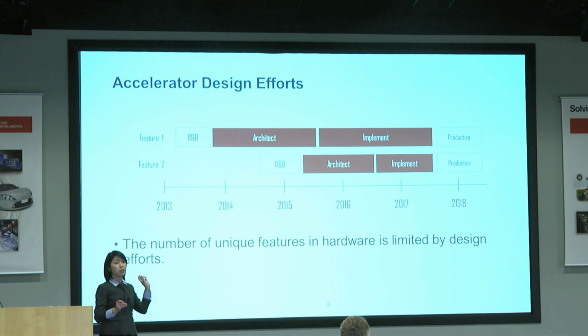Over this cycle, two components take the most design time. One is architecture, where we try to understand application behavior and think about different mechanisms to make it run faster. Then we get to the implementation stage, where we implement the design for our target platform. And more importantly, we need to verify it to make sure it actually matches our original spec. So moving forward, if we think about the increasing number of accelerators that we need to build, the number of unique features in our future generations of hardware is not limited by power, it's not limited by area, but will be limited by design effort.